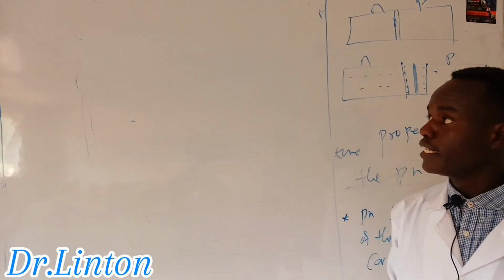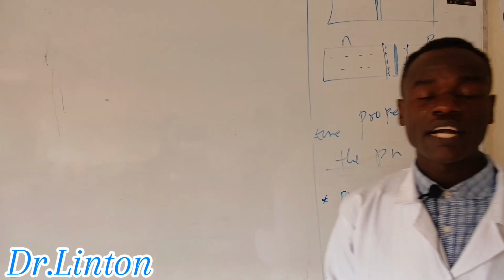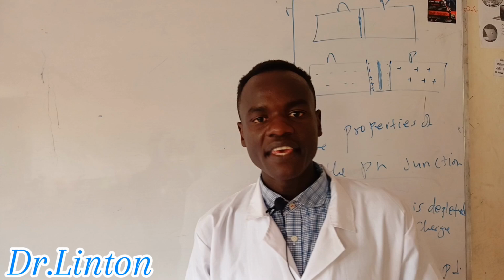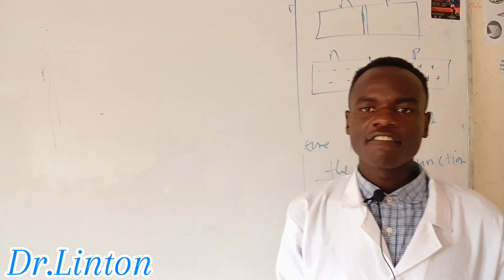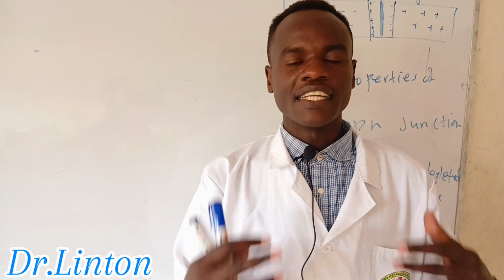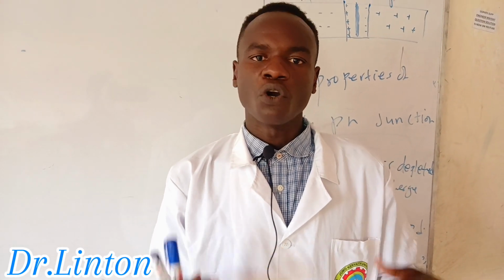That is all about the PN junction. In our next lecture, we are going to look at how voltage is applied on the PN junction. We apply voltage to a PN junction either by forward biasing or reverse biasing.